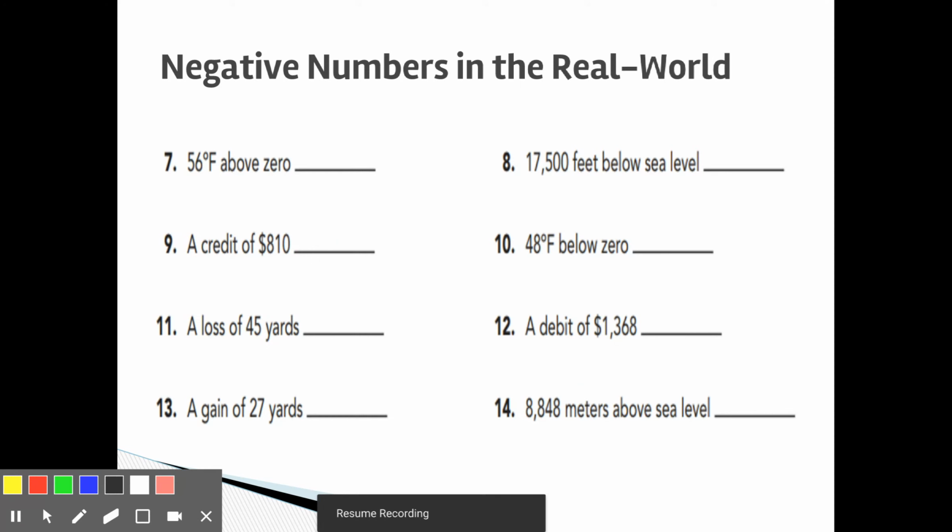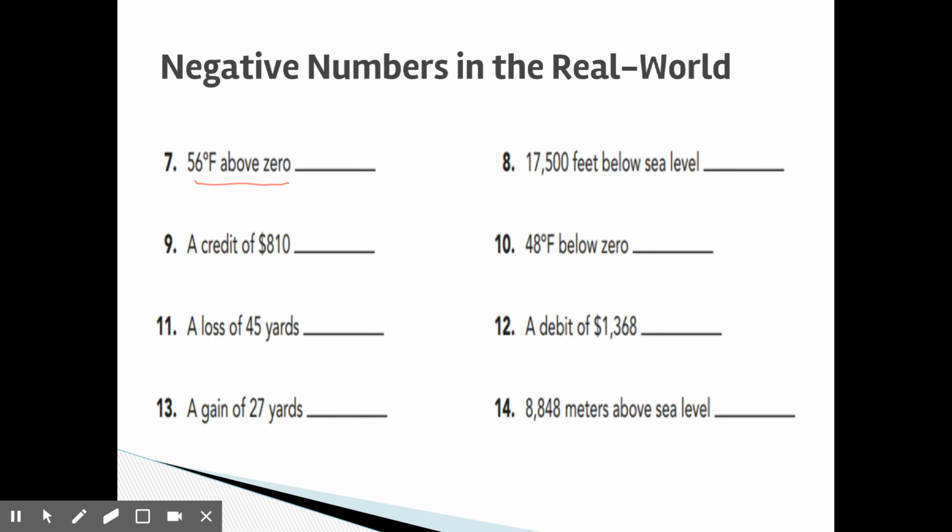So let's use those clues and those terms to determine if a number would be positive or negative. 56 degrees Fahrenheit above 0. That above word is a huge clue. Above means it's just going to be a positive 56 degrees. Number 8, 17,500 feet below sea level. Below, again, is your key word. So you know this would be negative.